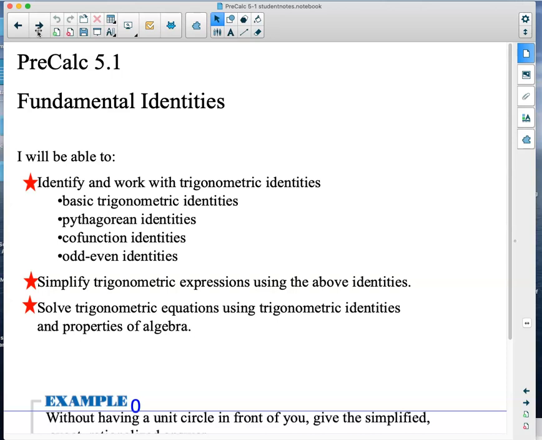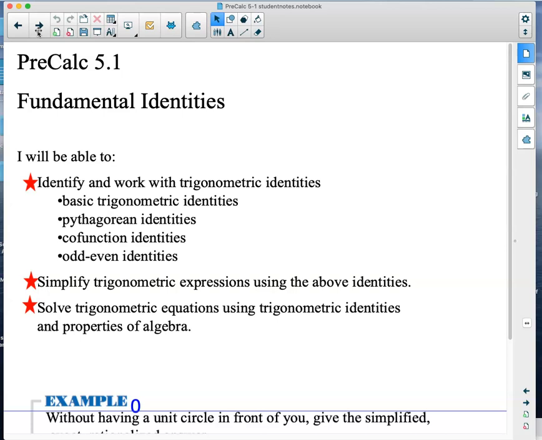I can simplify trigonometric expressions using basic trigonometric identities, Pythagorean identities, cofunction identities, and odd-even identities. And we're going to talk about all of those today. We do an example of every single one of those today. We get through those. I can solve trigonometric equations using trigonometric identities and properties of algebra. That's going to have to wait. So tomorrow you'll have a video lesson on 5.1 day 2, and then Monday we'll finish up 5.1.